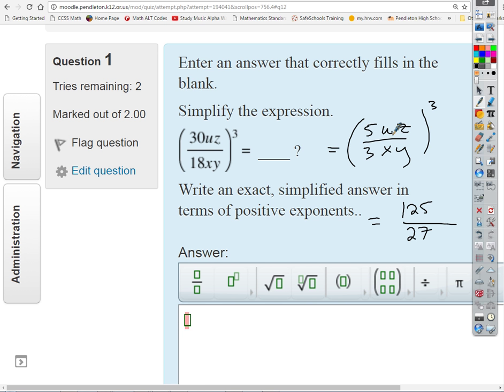What power is u being taken to inside the parentheses? Yeah, remember, there's always an invisible 1 there, right? So when I take a power to a power, I'm just going to end up with u to the third, or u cubed. Z cubed over x cubed, y cubed, and that's my answer. Okay?